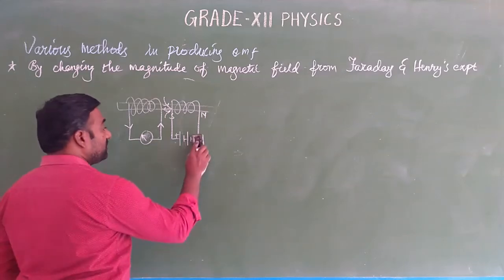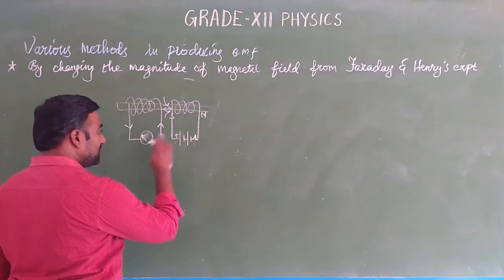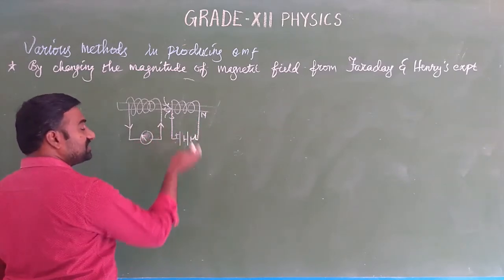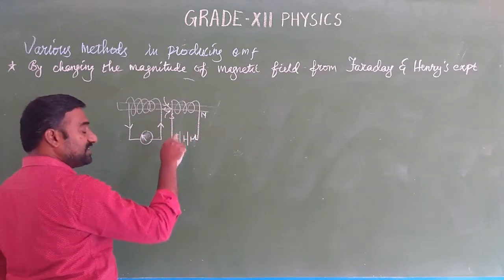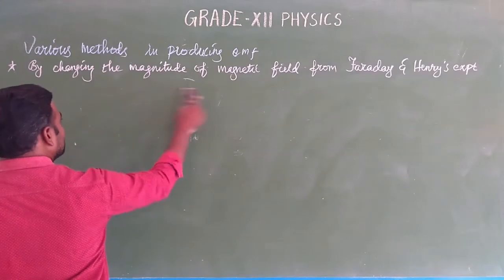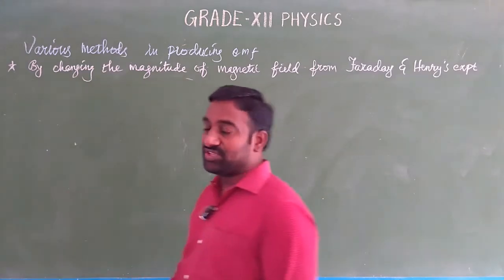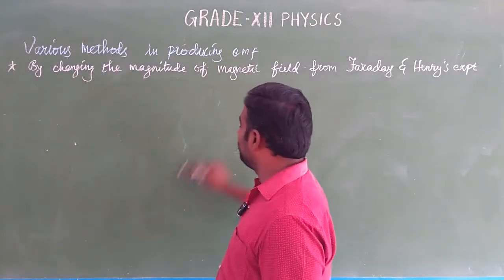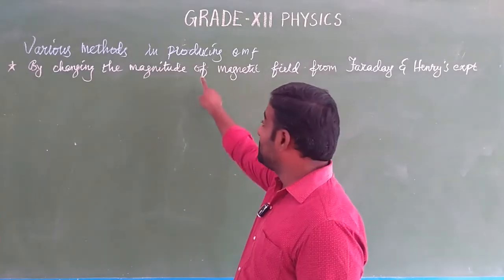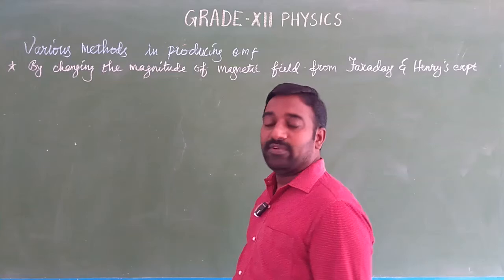Then the third one, we are using a tap key. While you are pressing the tap key, the deflection is to this side, but on releasing, the deflection is to the opposite side. By continuous pressing, a steady deflection is also found. These are the conclusions made from Faraday and Henry about electromagnetic induction. So we can produce EMF from the Faraday and Henry experiments by changing the magnitude of the magnetic flux or magnetic field.